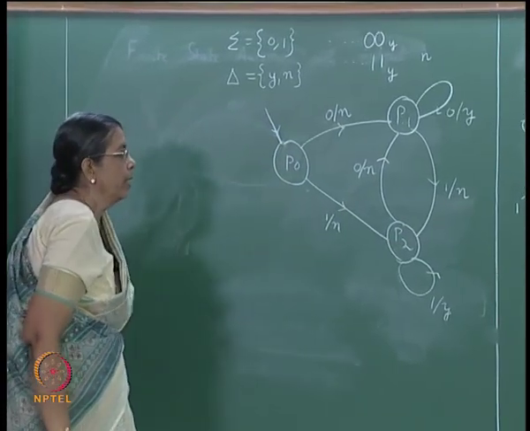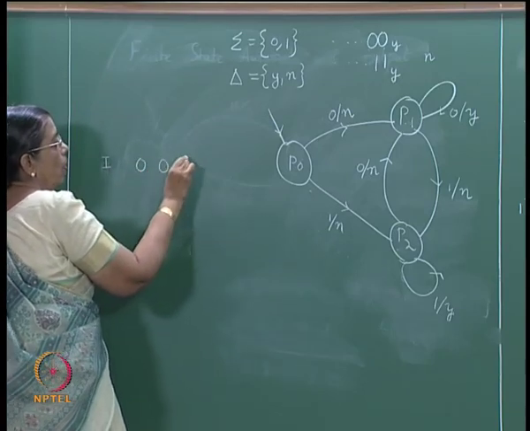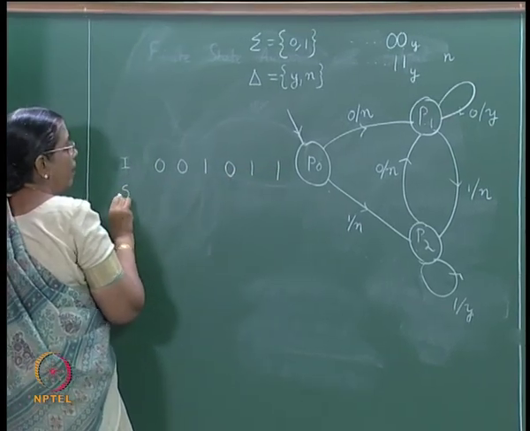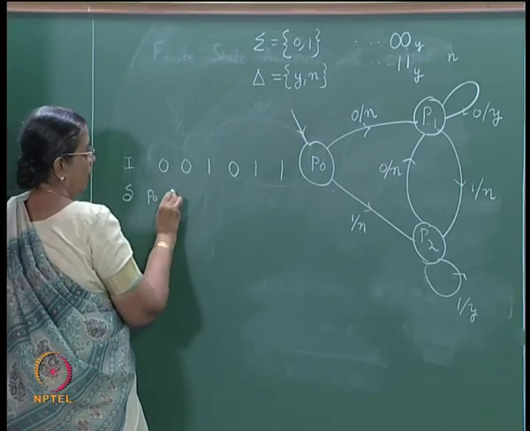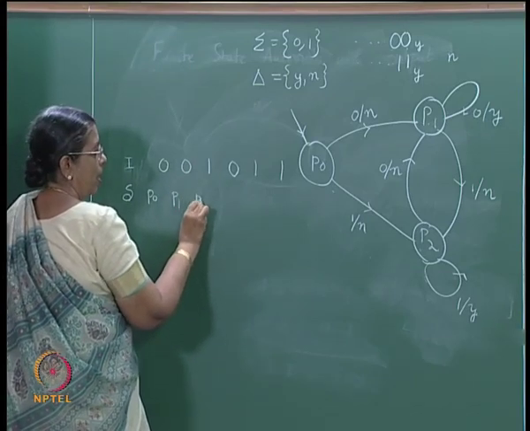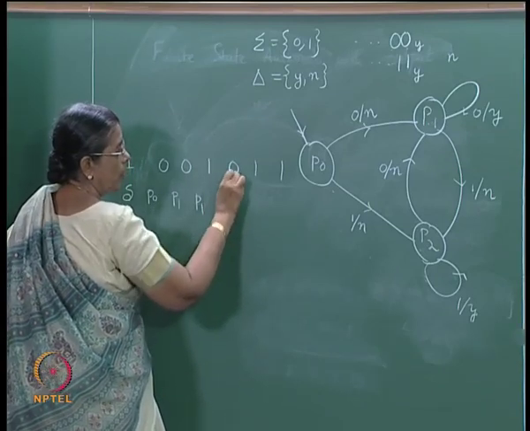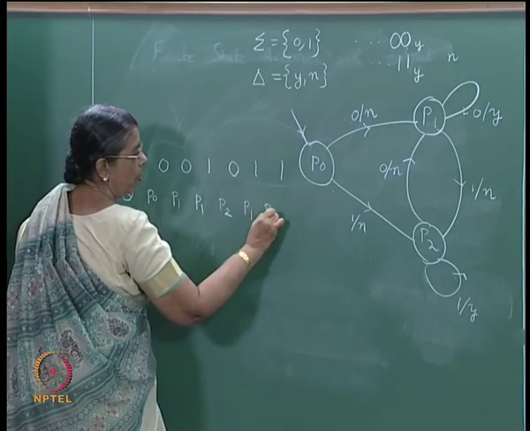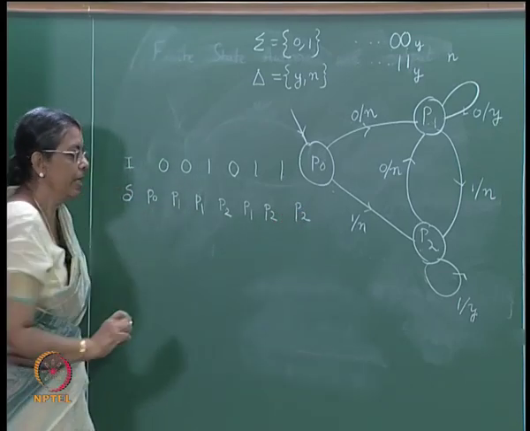I will take some string. Suppose the input is 0, 0, 1, 0, 1, 1. What will be the state sequence? It will be P0 on 0 goes to P1, P1 on 0 is P1, P1 on 1 will be P2, P2 on 0 will be P1, P1 on 1 will be P2, P2 on 1 will be P2. This is the state sequence.